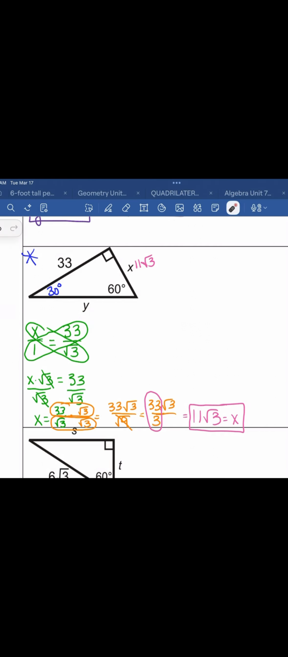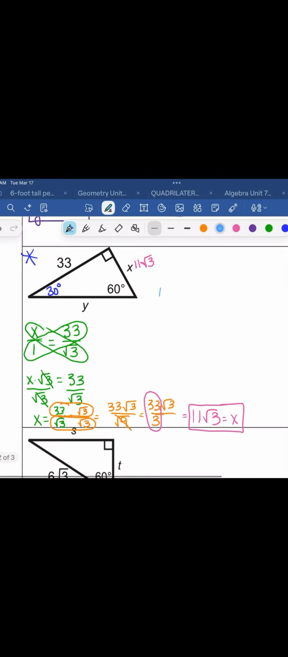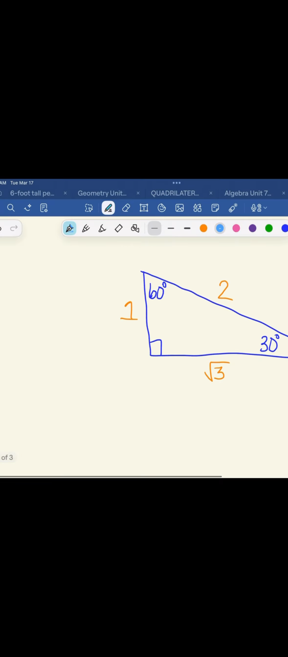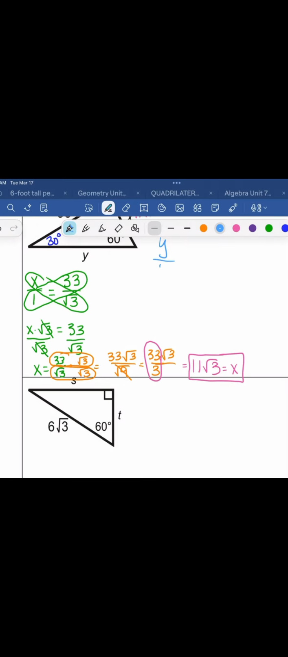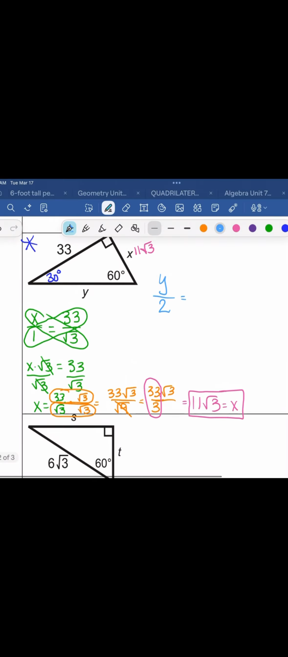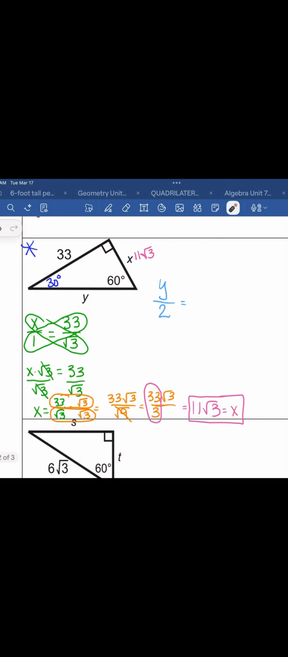So to solve for y, across from y is the hypotenuse. So the hypotenuse is 2. So y is going to correspond to 2. So I do y over 2 equals, and then I am going to use the 11 square root of 3, which is across from the 30. So I do 11 square root of 3 over, and the side across from the 30 is a 1. So then I do 11 square root of 3 over 1.